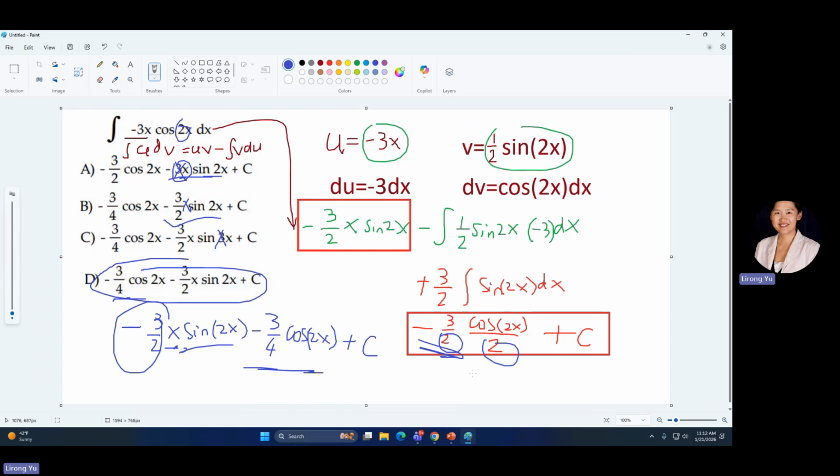I didn't copy this part because the u times v part is already done. So we follow the integration of u. This part we have the integration of the trig function. Any question?